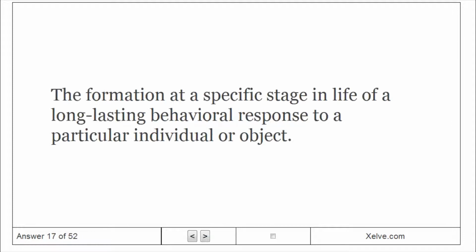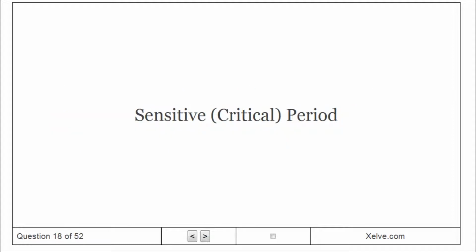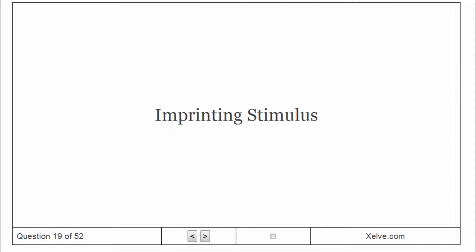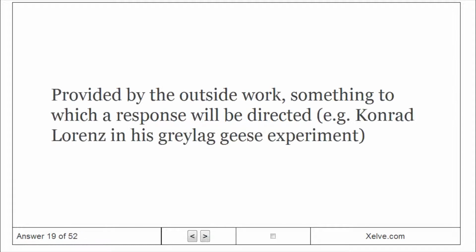Imprinting: the formation at a specific stage in life of a long-lasting behavioral response to a particular individual or object. Sensitive period: a limited developmental phase during which certain behaviors can be learned. Imprinting stimulus: provided by the outside world, something to which a response will be directed, e.g. Konrad Lorenz in his greylag geese experiment.